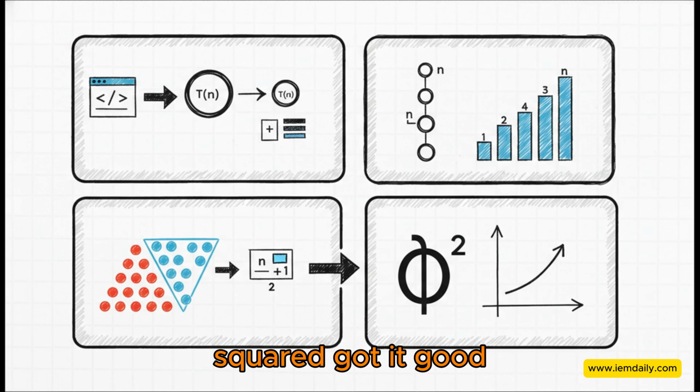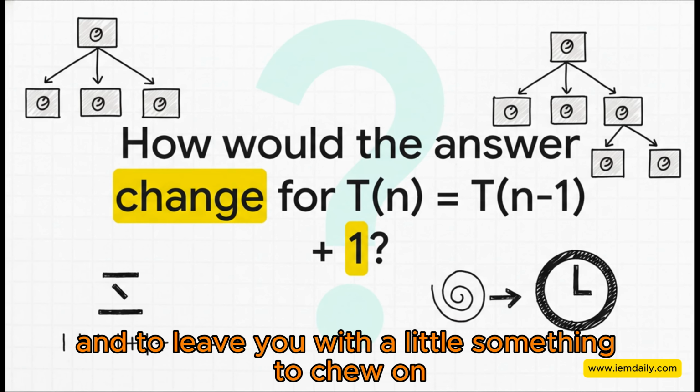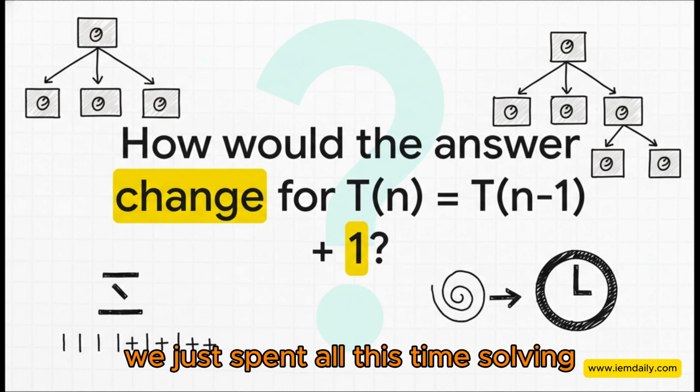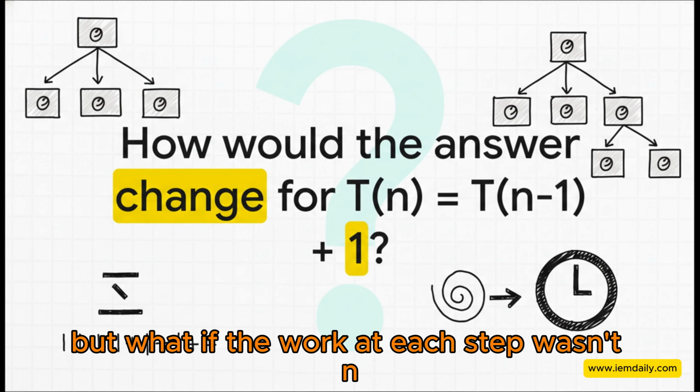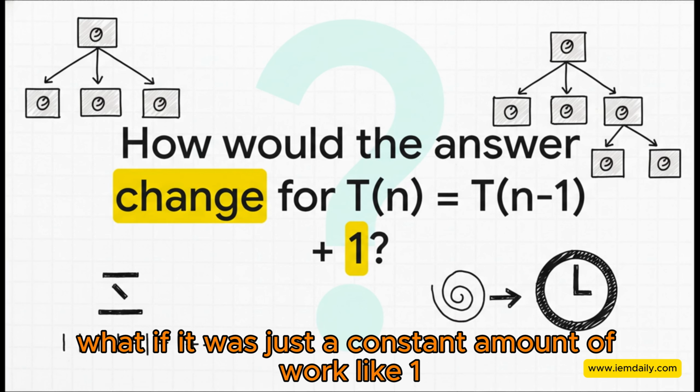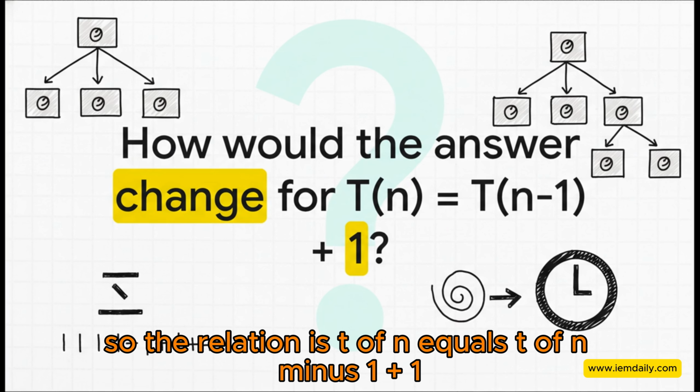Got it? Good. And to leave you with a little something to chew on, we just spent all this time solving for t of n equals t of n minus 1 plus n. But what if the work at each step wasn't n? What if it was just a constant amount of work, like 1? So the relation is t of n equals t of n minus 1 plus 1.